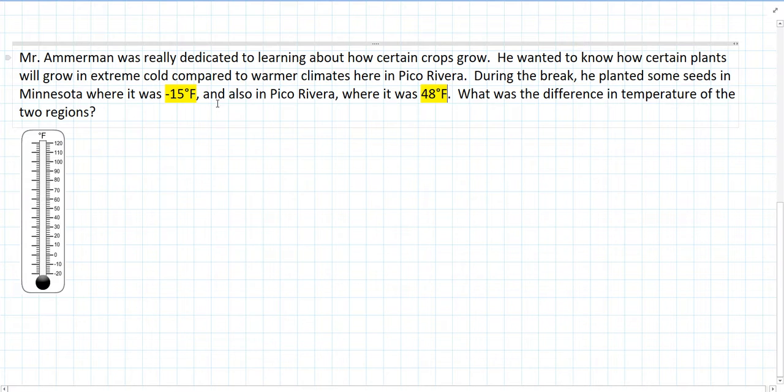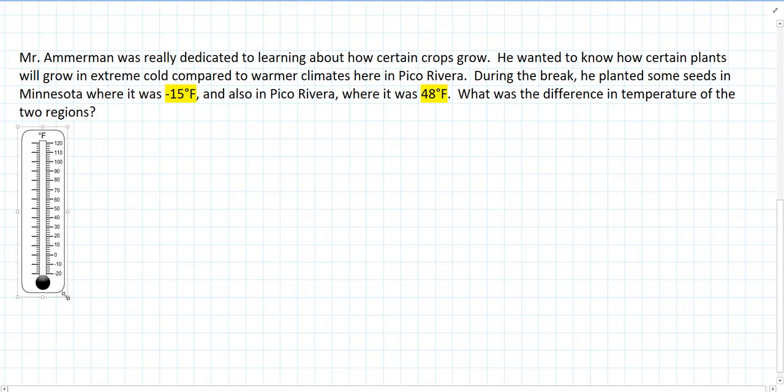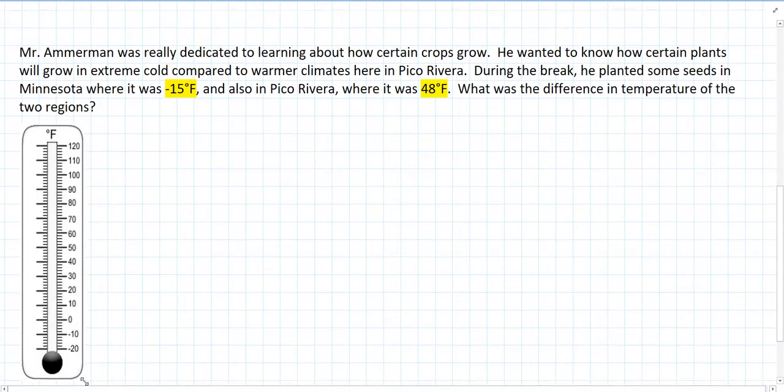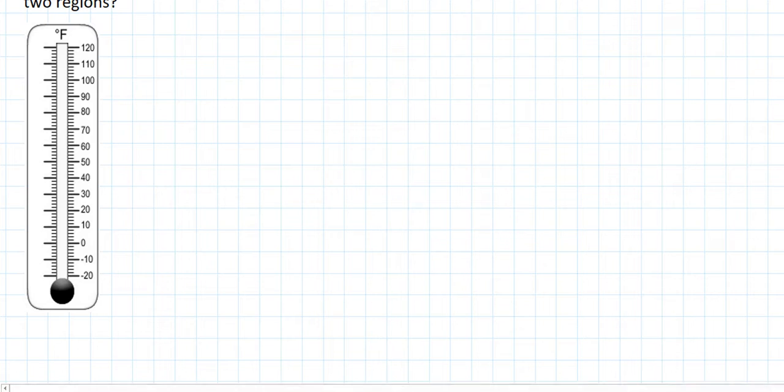So we're trying to find how different or how far apart these two temperatures are. So I have a number line here. Let me actually make it a little bit bigger. Sorry, it's a thermometer, which is essentially a number line. Let's go ahead and make sense of this problem. Let's label some of the key parts. So in Minnesota, we have it at negative 15 degrees. So that's actually going to be down here. So this is 0 right here. Negative 10, and negative 15 is going to be here. In Pico, it was 48 degrees Fahrenheit, so that's positive, so it's going to be all the way up here.